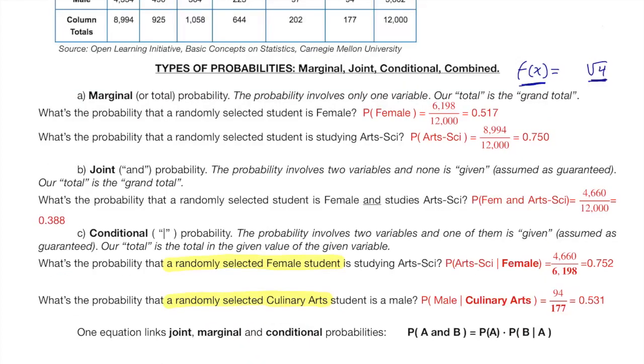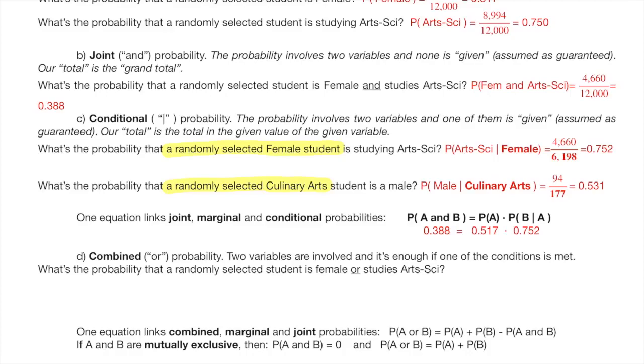There is an equation that links joint, marginal, and conditional probabilities. The joint probability of A and B equals the marginal probability of A times the conditional probability of B given A. You can double check this with the numbers that we got above. The third decimal may not be the same because of the rounding.